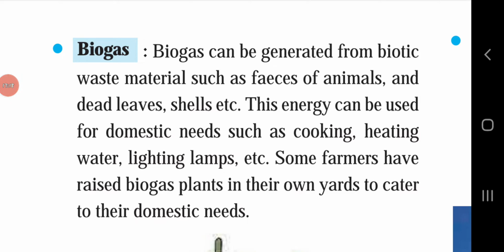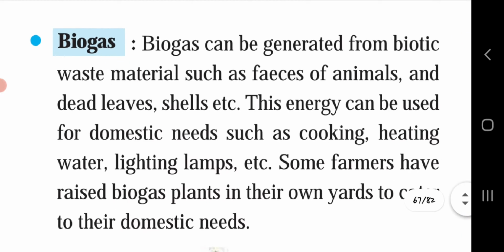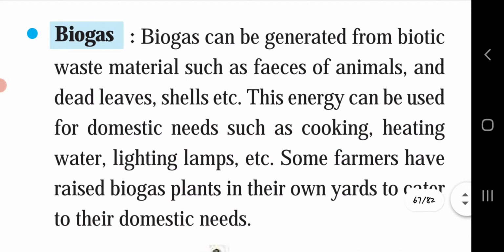Next one is biogas. Biogas can be generated from biotic waste material such as feces of animals and dead leaves, shells, etc. This energy can be used for domestic needs such as cooking, heating water, lighting lamps, etc. Some farmers have raised biogas plants in their own yards to cater to their domestic needs.